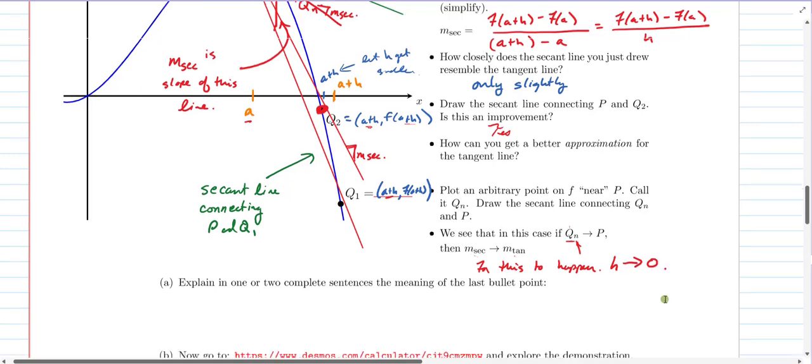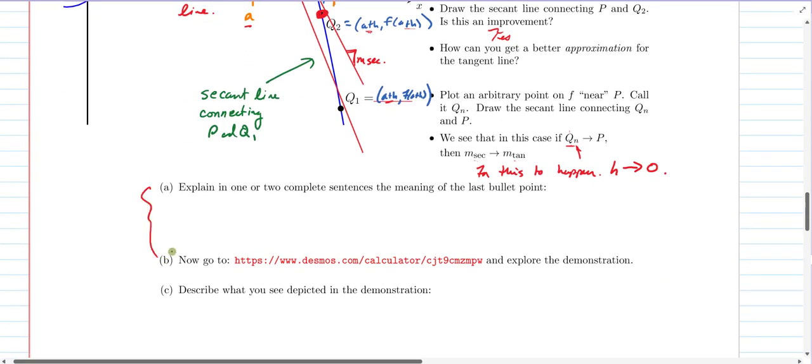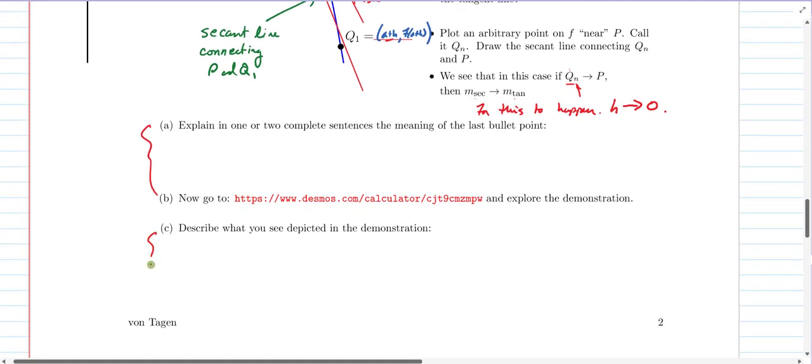Okay. So I'd like you to go ahead and try, this will be graded, go ahead and write 1 or 2 complete sentences explaining this bullet point. Don't stress about it, folks, but give it a good faith effort, try your best. And then watch this demonstration, which will hopefully give you a better visualization for this, and go ahead and answer this question. This concludes my pre-work videos for this, folks.